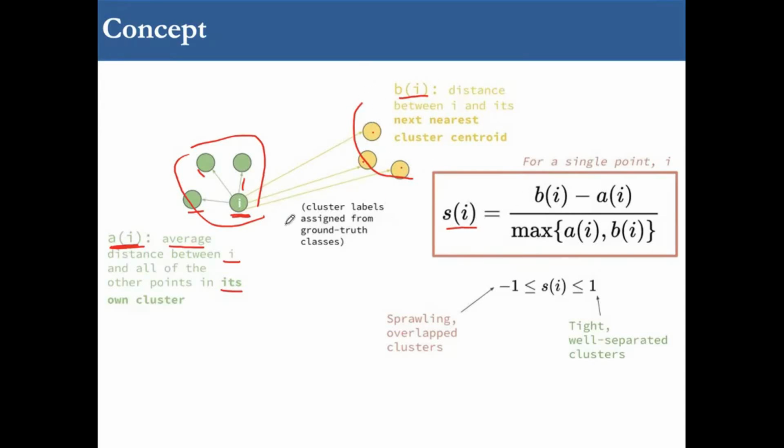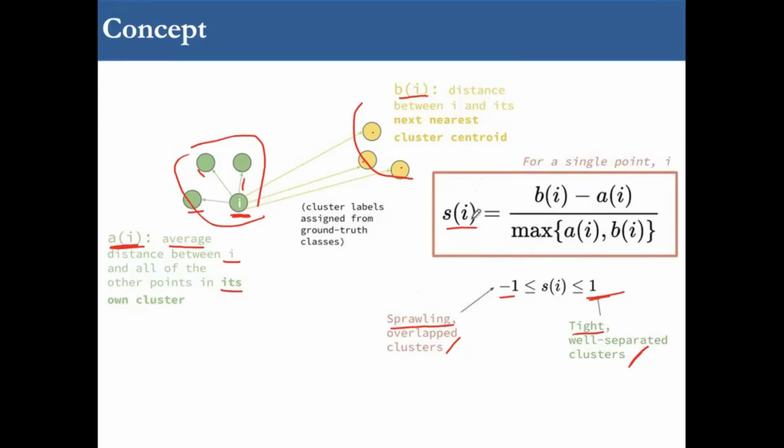And now S(i), for this particular data point, is equal to the calculated b(i) value minus the a(i) value divided by the maximum of a(i) and b(i). This value can range between minus 1 and 1. So what is the meaning if we are getting the value as minus 1? It means sprawling. Sprawling is nothing but an overlapped cluster. This data point is in overlap with some other cluster. If the value is 1, it means tight. It means that it is a well separated cluster.